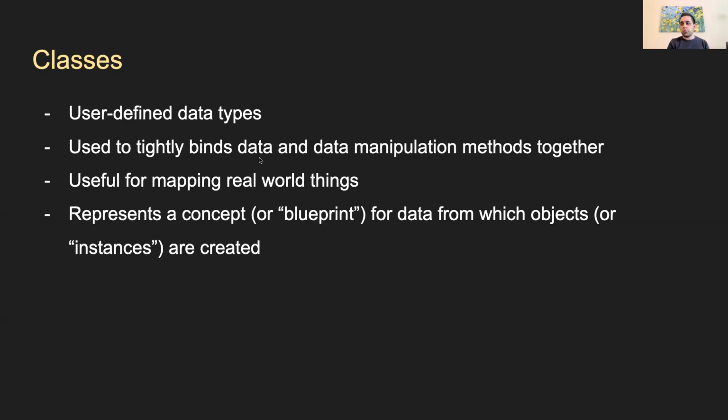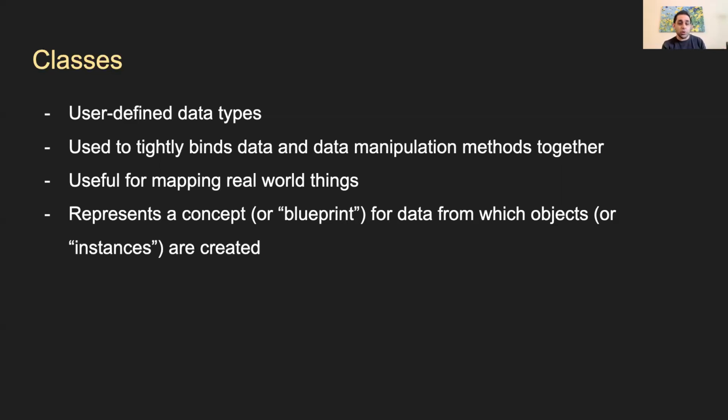So classes tightly bind data and data manipulation methods together. Again, we'll see an example of this, so if that's kind of confusing, it'll definitely make more sense once we go through some code. The reason why object-oriented programming just makes sense is because it's really useful for mapping real-world situations. Objects map to real-world things.